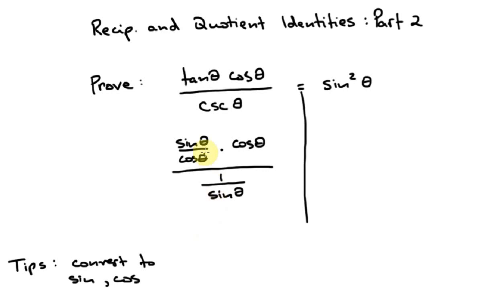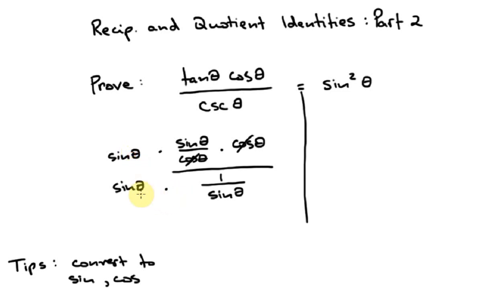Well, let's see. What can I do? Oh, look, these cancel. The cosine on the top and the bottom here cancel. So what I now have is a sine theta on the top and on the bottom 1 over sine theta. Well, I'm going to get rid of this complex fraction by multiplying the top and bottom by sine theta.